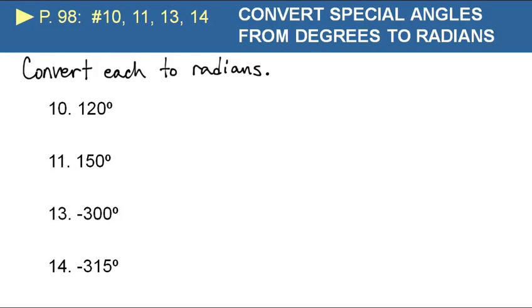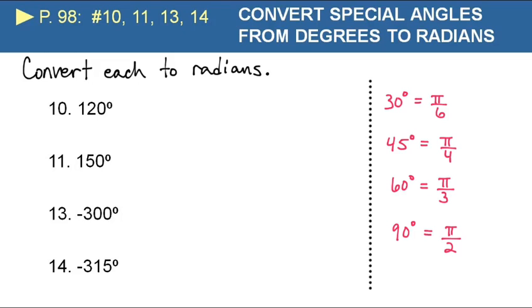Here I've taken some problems from the end of the section. We'll just do a few together, and on these we will not use the conversion factor, the pi over 180, but instead we will use our conversion factors that we just learned on the last slide, and we will do this mentally without a calculator.